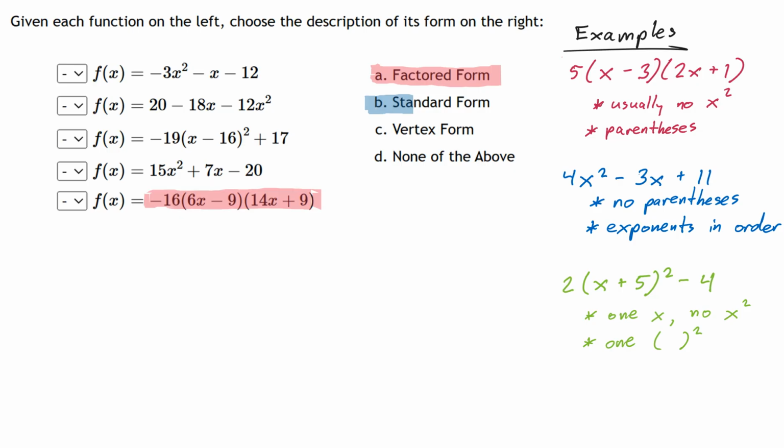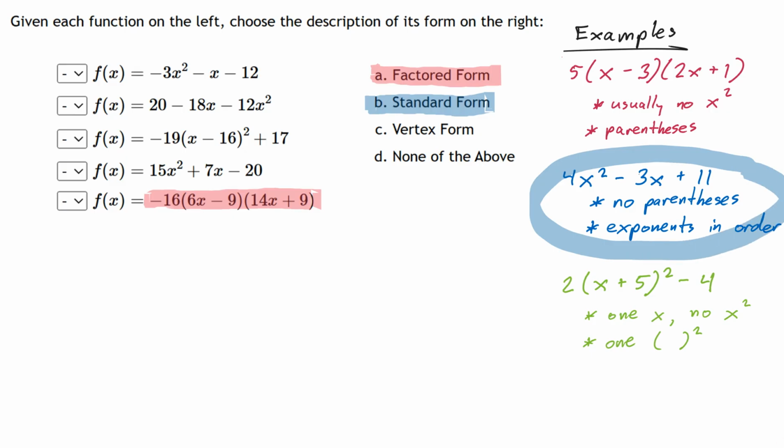Next one, let's look at standard form. This one's a little easier to define. We always have the exponents in order, and we never have parentheses. So you can see the exponents start off high over here. I start off with a 2 as the exponent, and then the next one has no exponent, and then there's no x at all on that last one. There's not even an x at the end. That's a good example of standard form.